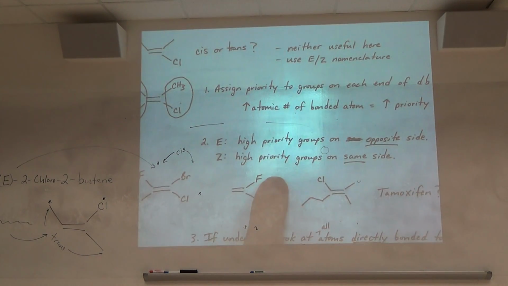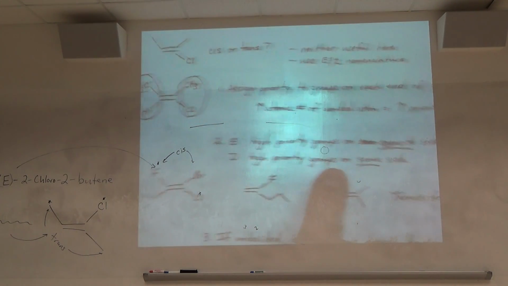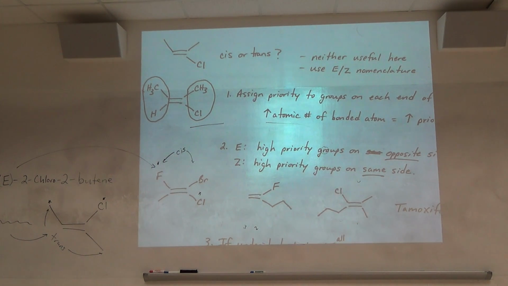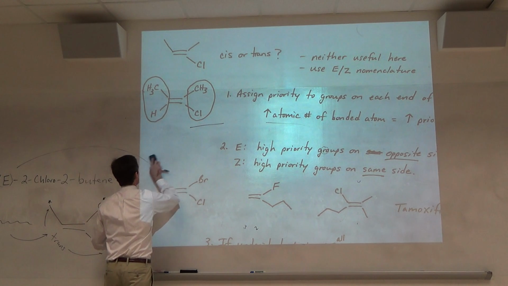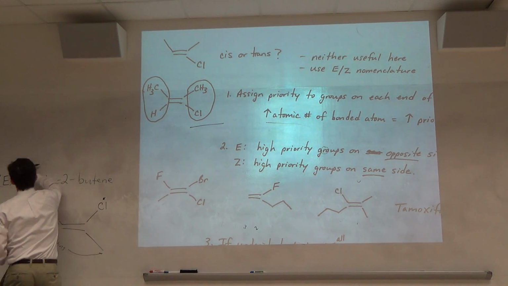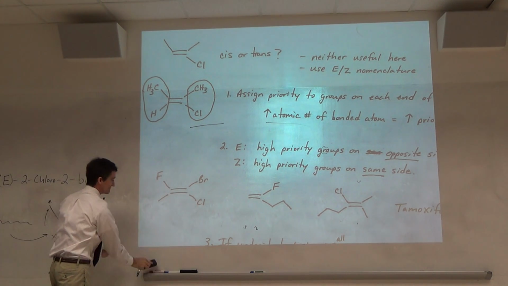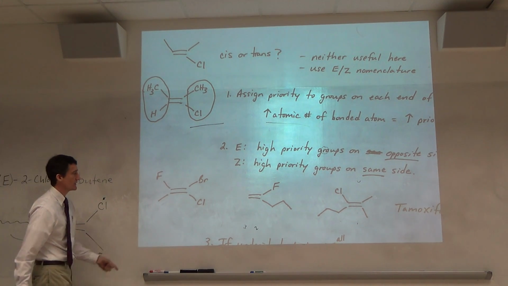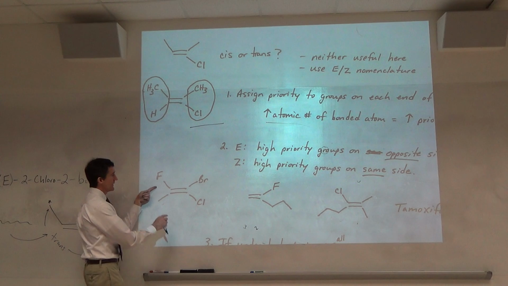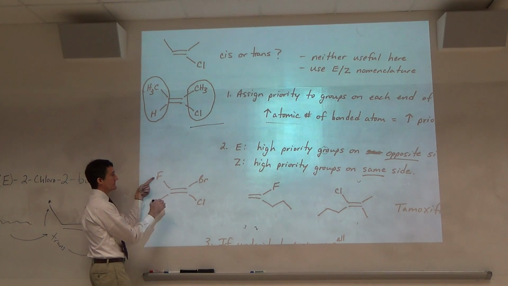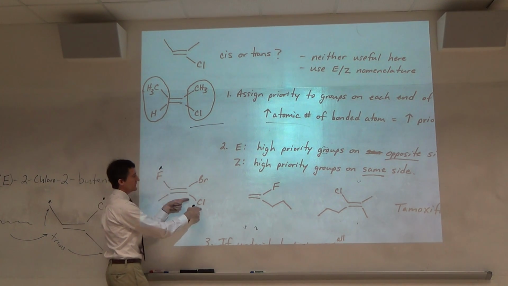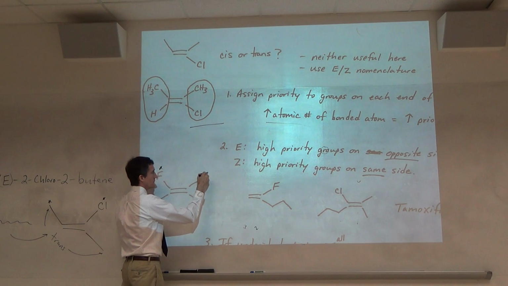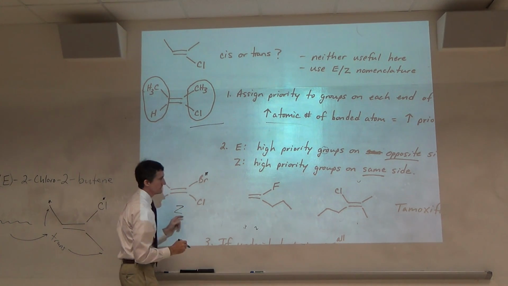So that's what we just did. So assign these as E or Z. What do we got here? F for carbon. Bromine or chlorine? Bromine. What do we got? Z.